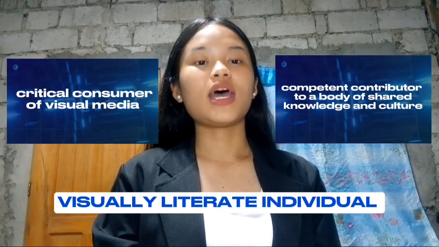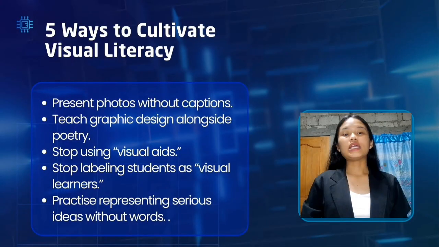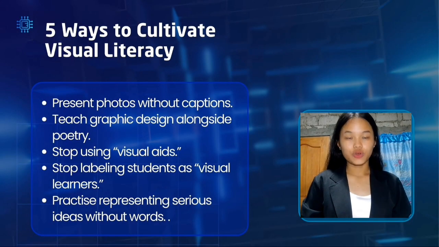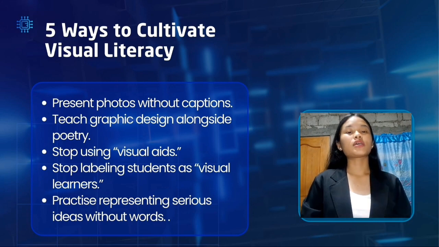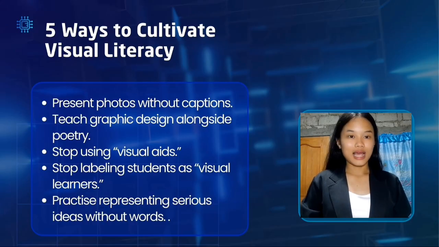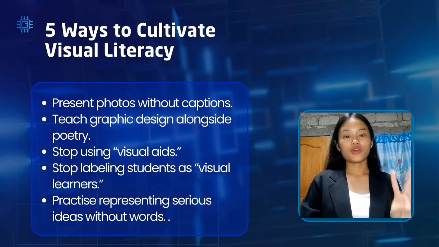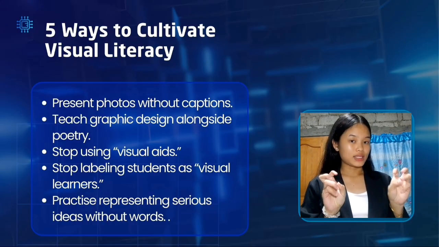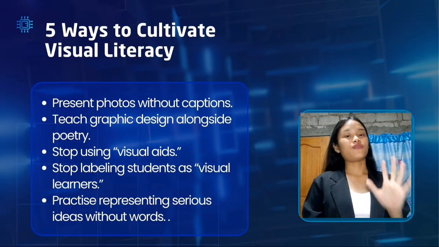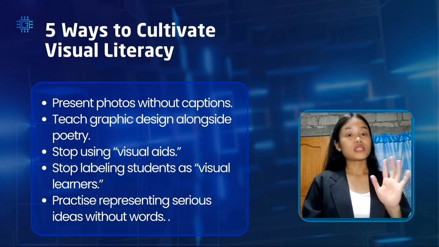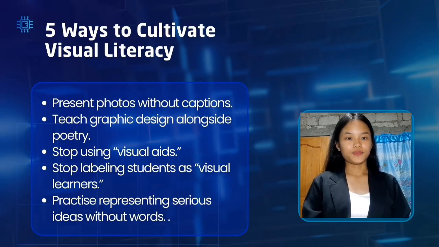shared knowledge and culture. Here are 5 ways or techniques to cultivate visual literacy inside the classroom. First, present photos without captions. Second, teach graphic design alongside poetry. Third, stop using visual aids. Fourth, stop labeling students as visual learners. And fifth, practice representing serious ideas without words.